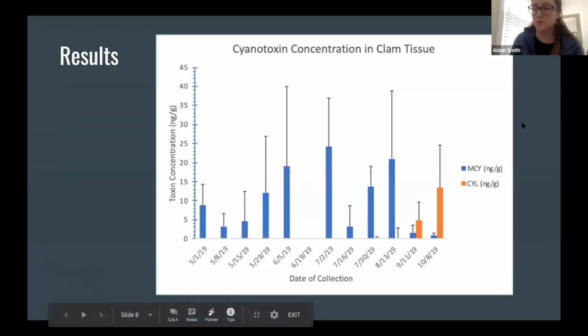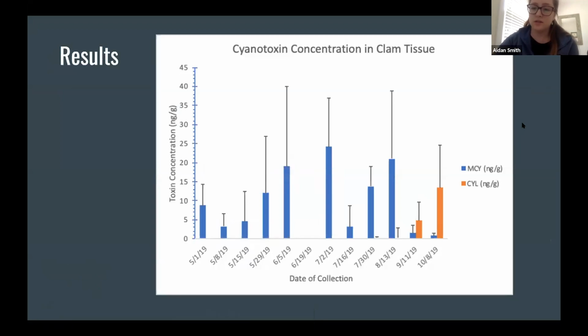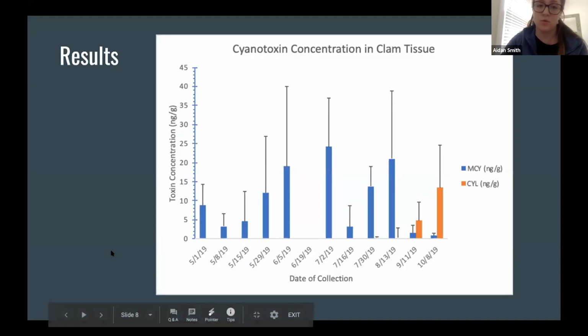So these are the results that we found. You can see a pretty clear cycle of toxin concentrations, mostly microcystin, which is in blue. It starts pretty low in May and then peaks in June and July. You can see a decrease in August, and then into September and October, it's really decreasing, and then cylindrospermopsin starts to increase, and that's the orange that you can see on the tail end of this time series.